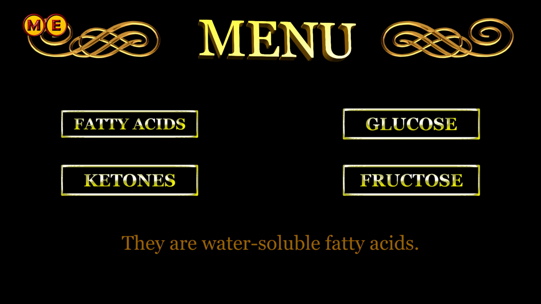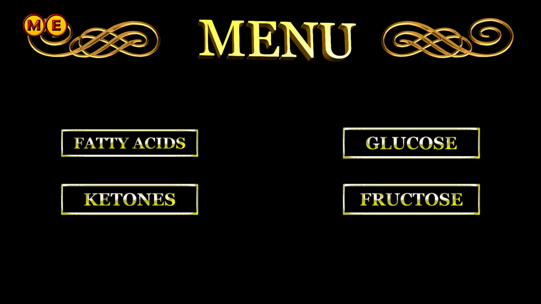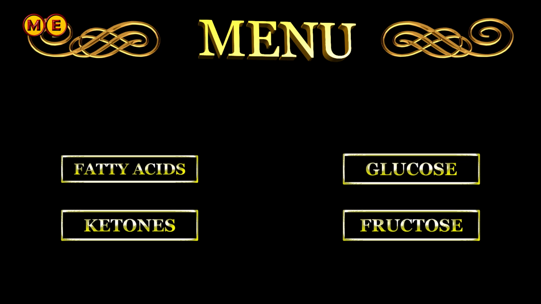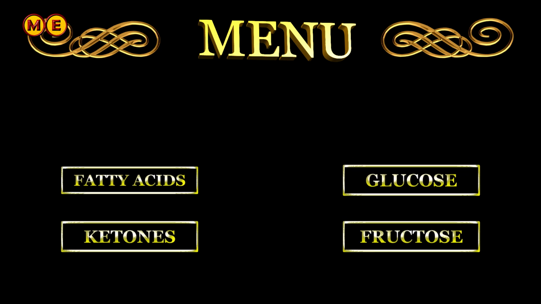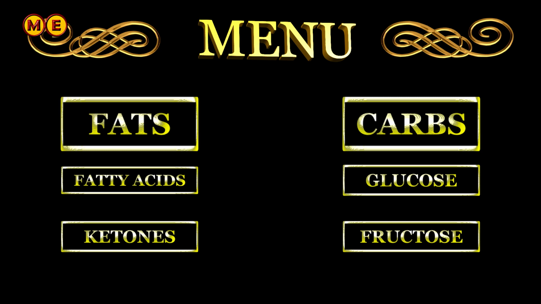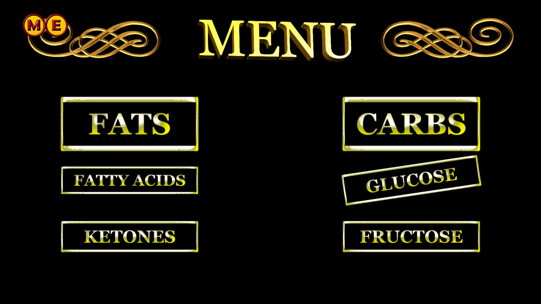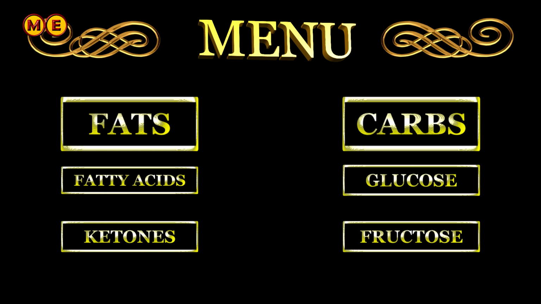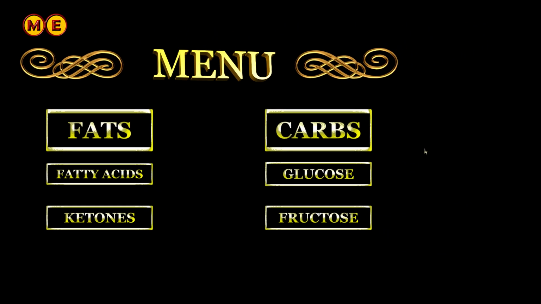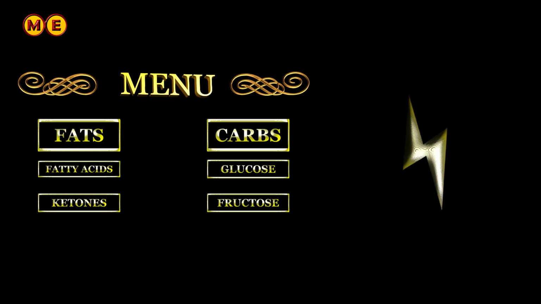the group of fats. So, the final list of nutrients in the menu of our cells contains two main groups: fats and carbs. The group of fats includes fatty acids and ketones, and the group of carbs includes glucose and fructose. So far so good. Now let's see how we convert those nutrients into energy.